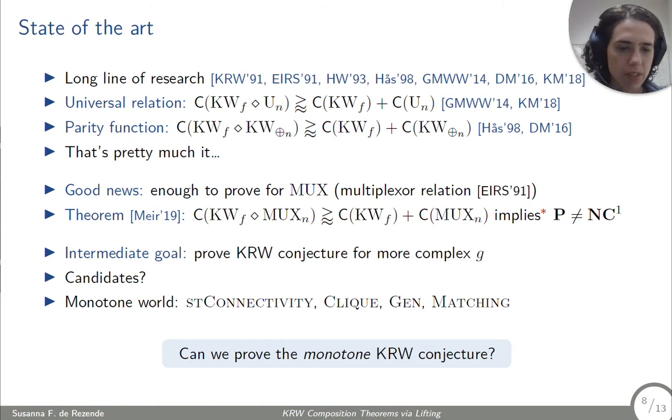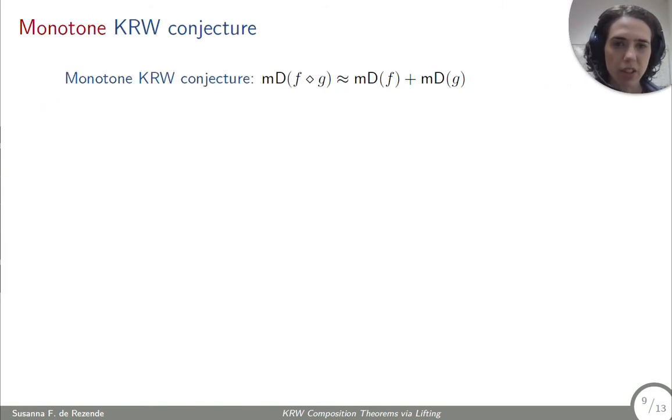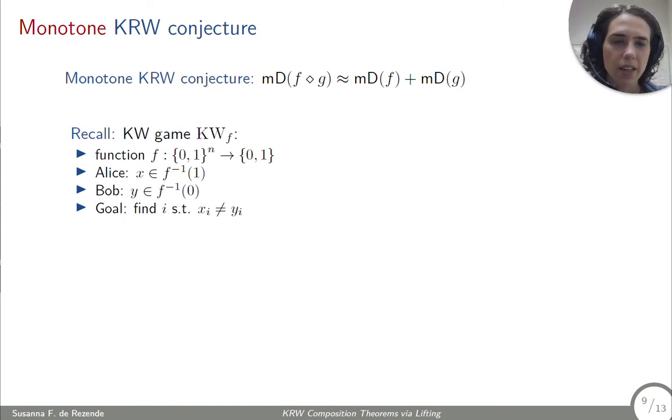Okay, so let's see what the monotone KRW conjecture is. It says that the monotone depth, that is the depth of the shallowest monotone circuit that computes F composed with G, is approximately equal to the monotone depth of F plus the monotone depth of G. In order to state this in terms of communication, we need to define the monotone version of the KW game.